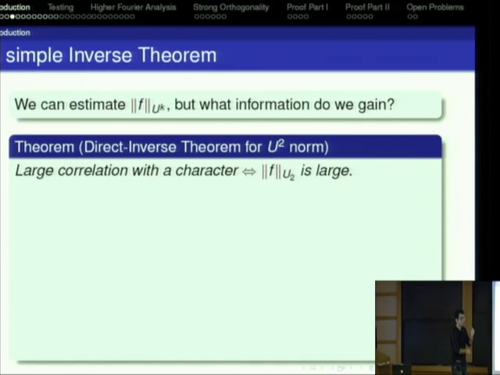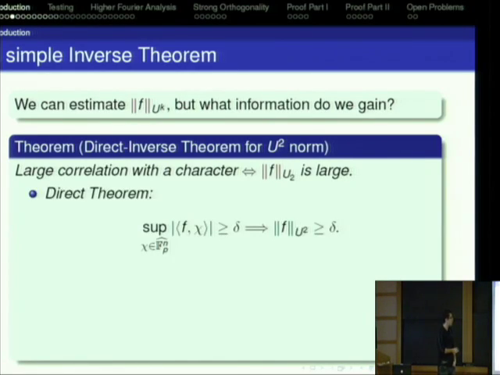For example, let's look at the simplest case where k is equal to 2, so the U2 norm. In this case, it's a well-known fact that this norm is large if and only if your function correlates with a character. So this is an if and only if statement, and this is the kind of weak structure that we were interested in. If you can estimate this norm, you'd be able to tell whether your function has a large correlation with a character or not. So let me write exactly what this statement is.